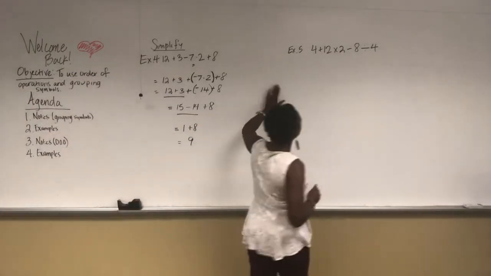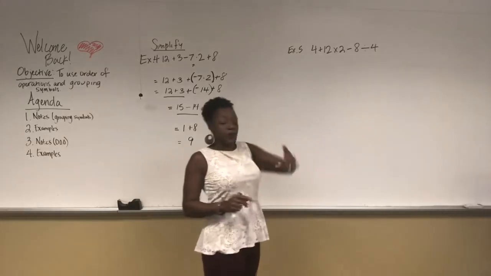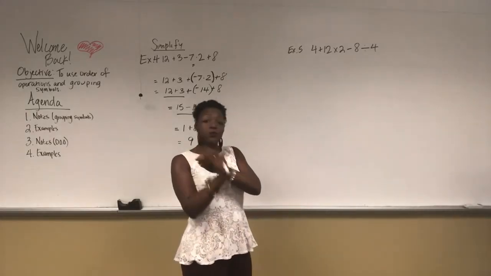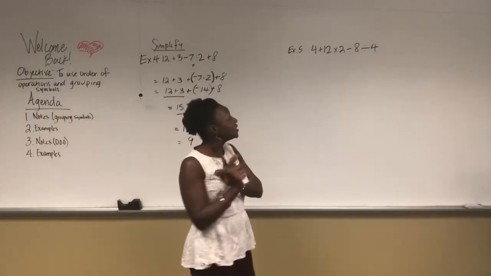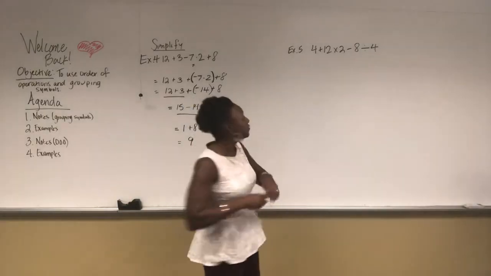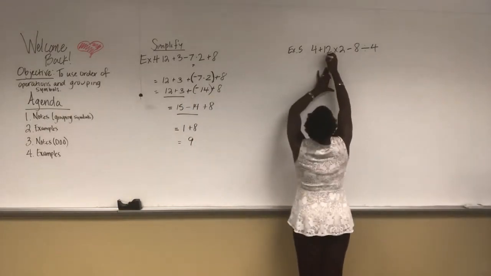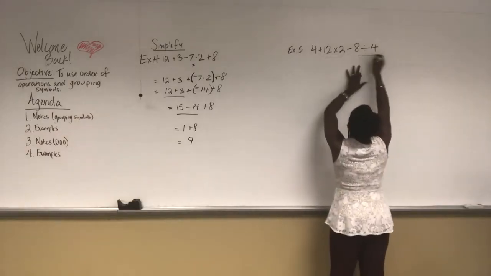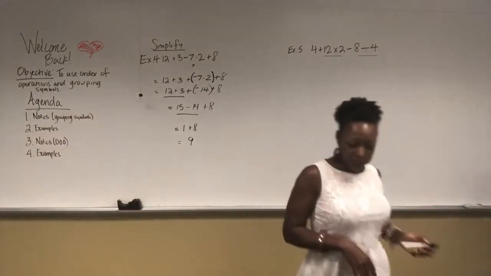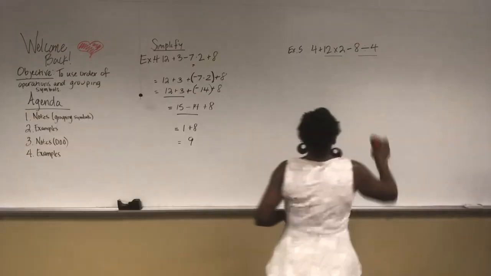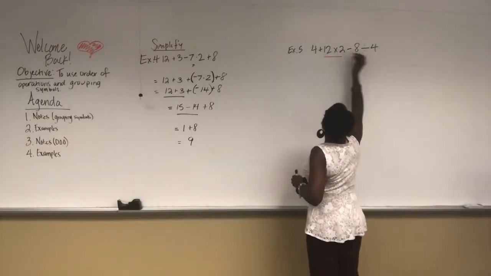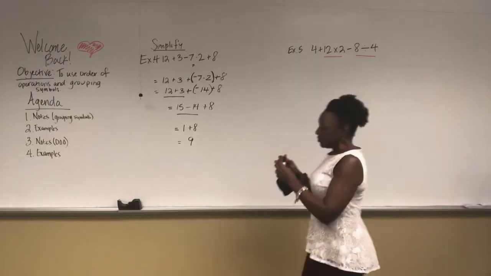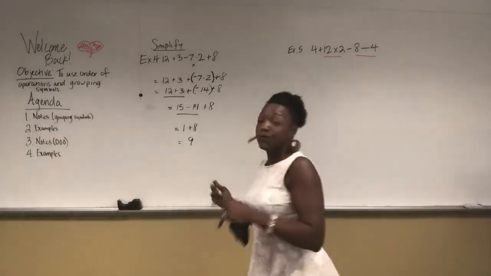Okay, so we're looking for parentheses. We have none. So order of operations, PEMDAS. Parentheses, grouping symbols, we have none. E, exponents, powers, we have none. Multiplication and division, we have 2 different spots. We have multiplication here. We have division here. Now, the thing with that is I have to go in steps.